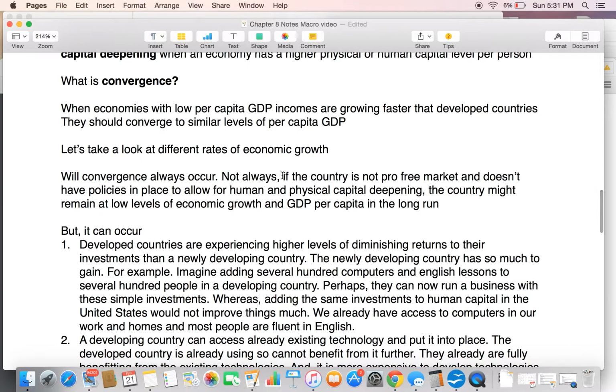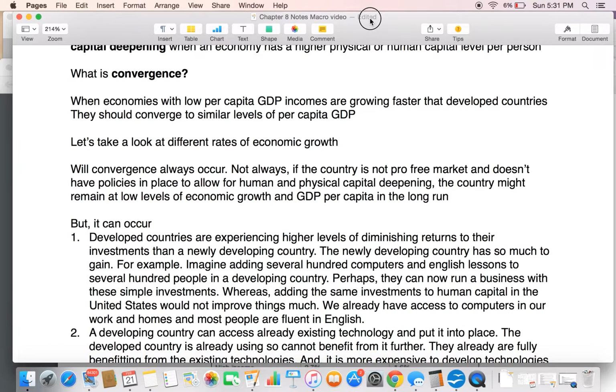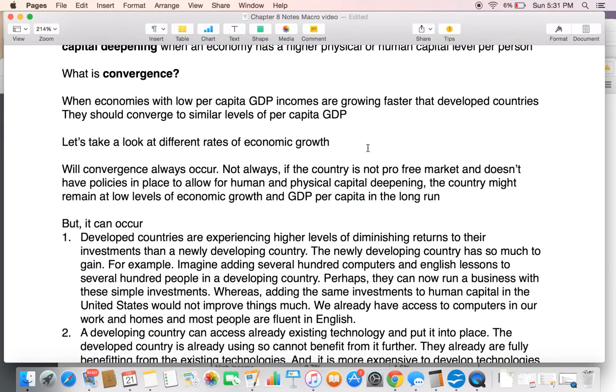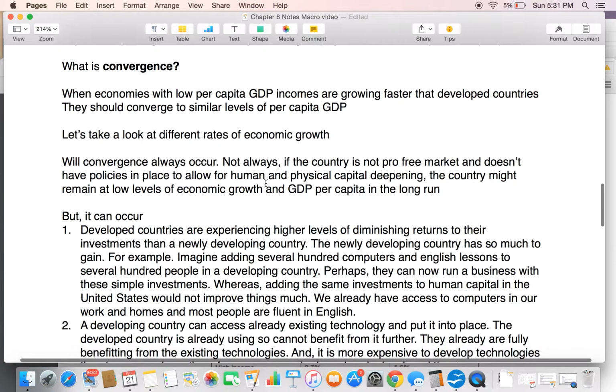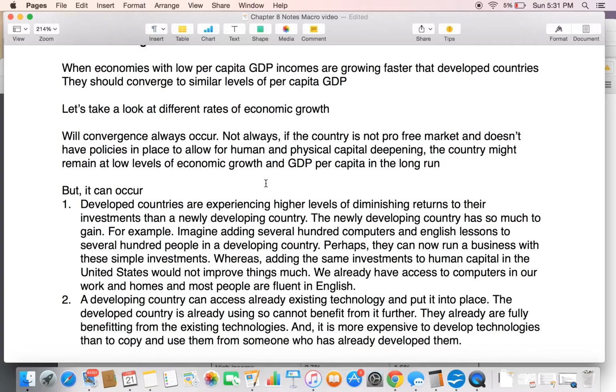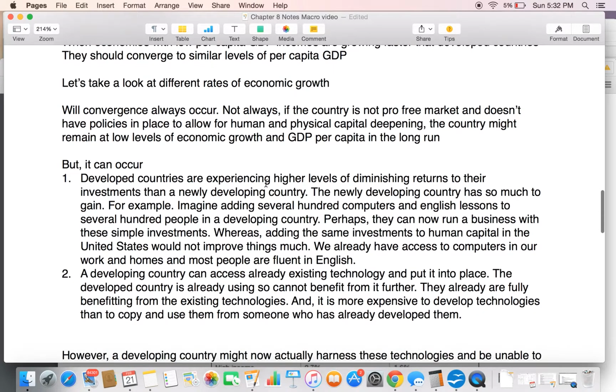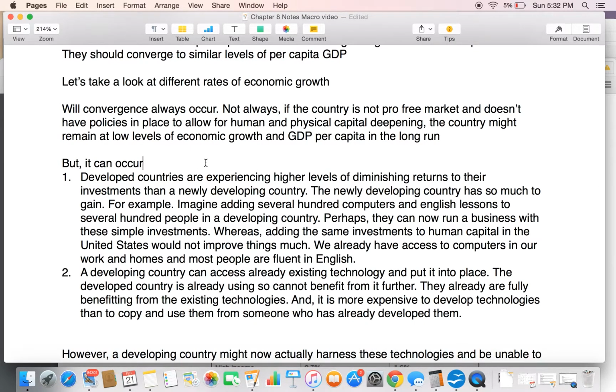So there are mixed reviews, and it's really specific to each country's situation. They won't always converge. They will not converge if the market is not free, and there are policies in place by the government that do not allow for human and physical capital deepening. So they might remain at low economic growth rates and also then have low GDP per capita. But convergence can occur, and here's a couple of reasons it can occur.